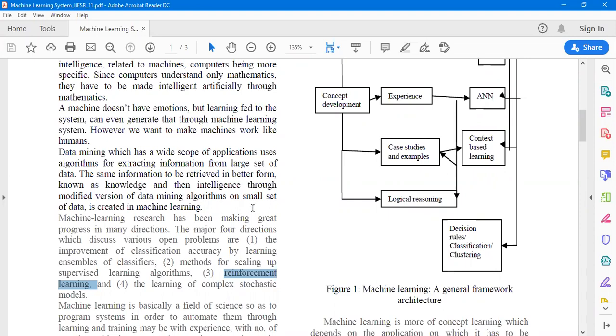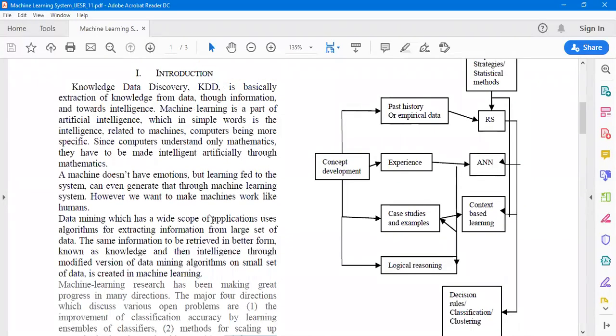So I hope this lecture would be useful for you to differentiate what is a concept development model, what is a context-based learning, and how the different three paradigms, supervised, unsupervised, and reinforcement learning, are incorporated.